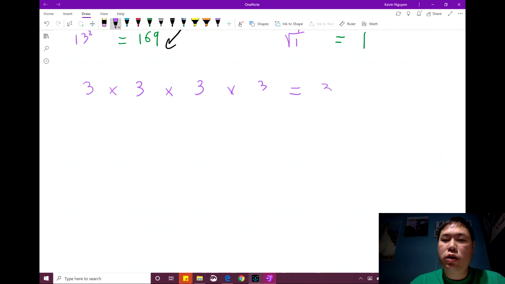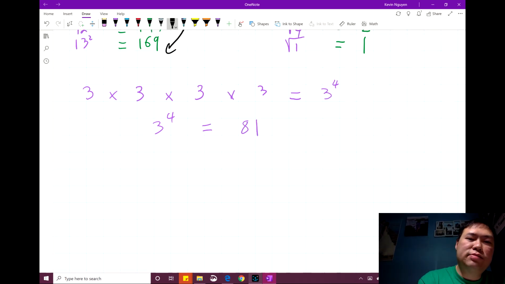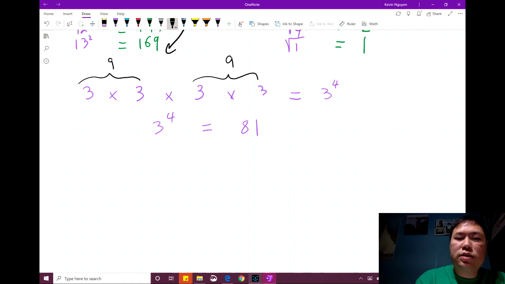We can call that 3 to the power 4. Okay? So 3 to the power 4, if you multiply them all together, you are going to get 81. How I get it so fast is because I figured 3 times 3 here is 9. Again, 3 times 3 is 9. So 9 times 9 has to be 81. Right. So 3 to the power 4 is 81.